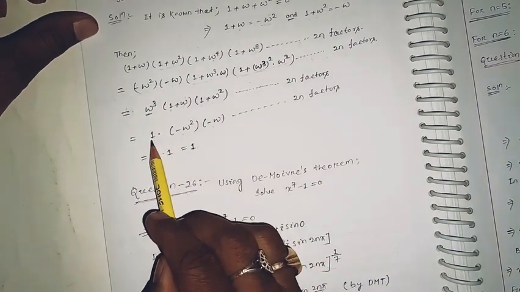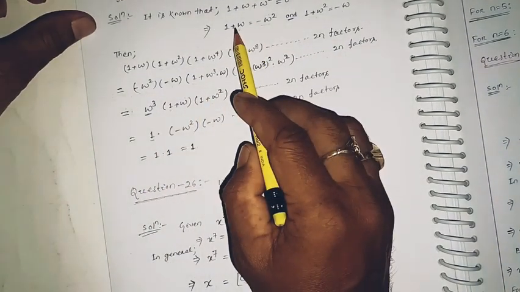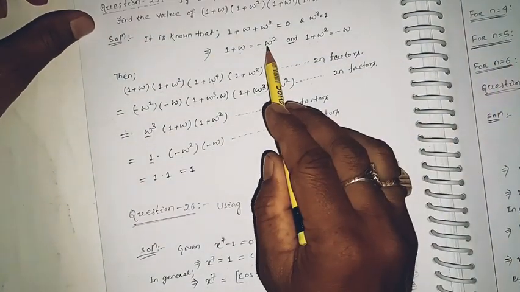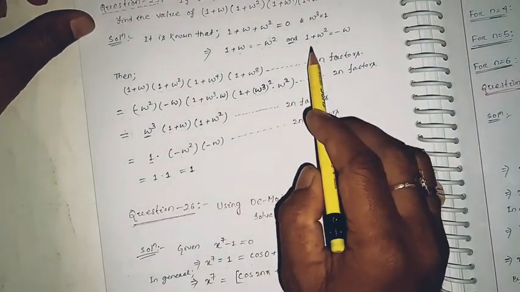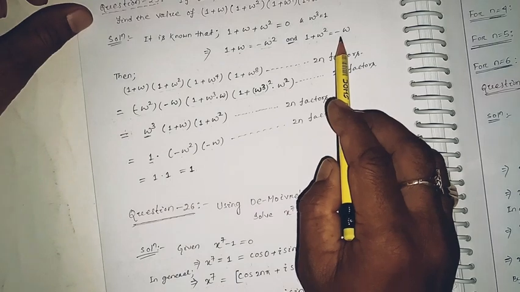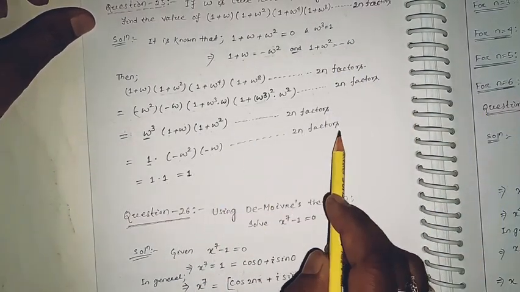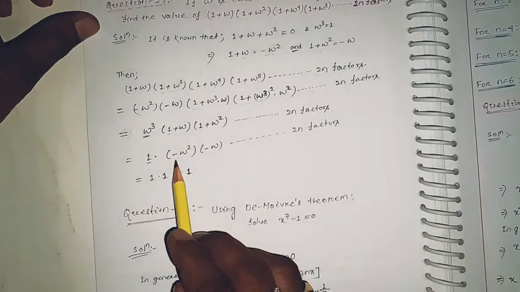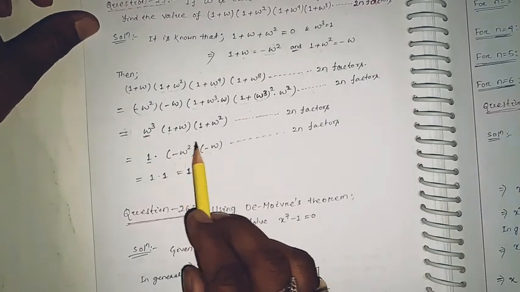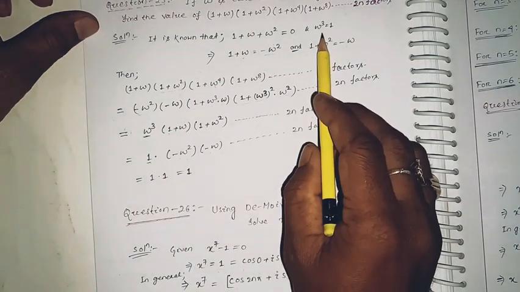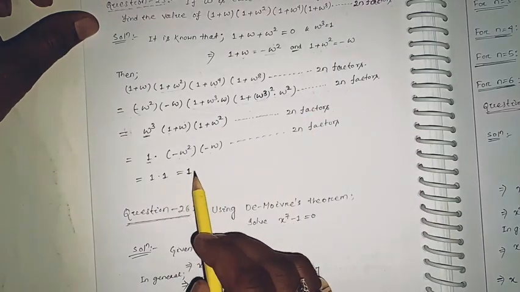Omega cube is nothing but 1. 1 plus omega value is how much? Minus omega square. We can substitute. 1 plus omega square value is minus omega. Here we can substitute. Up to 2n factors we can do like this. Minus omega square times minus omega will be omega cube. Omega cube value is 1. If we put the value, then we can get 1.